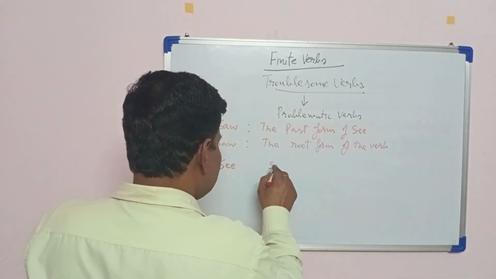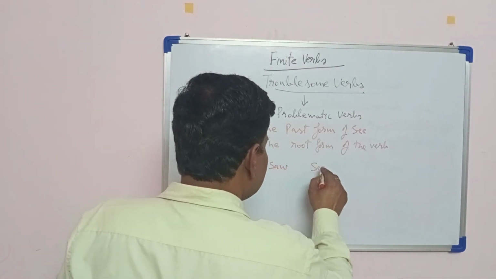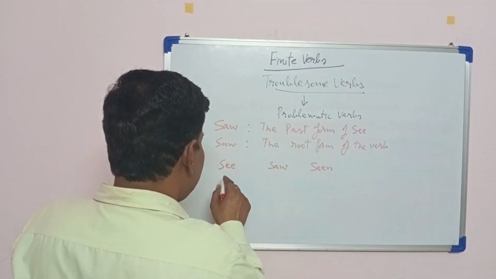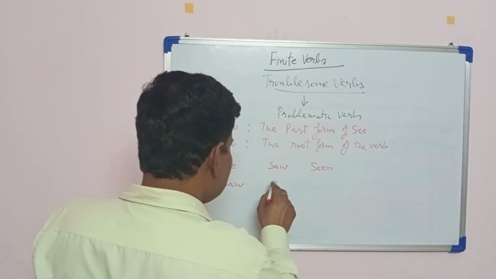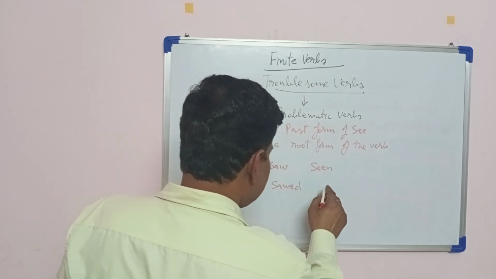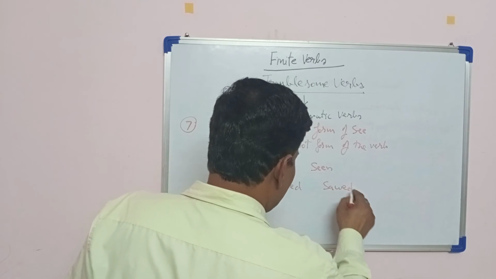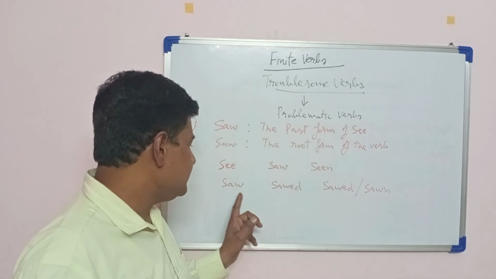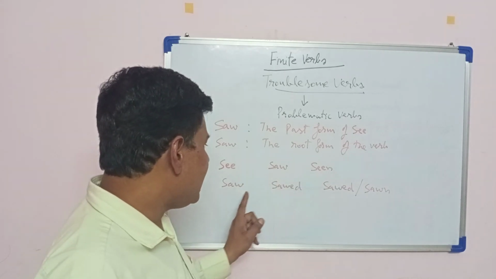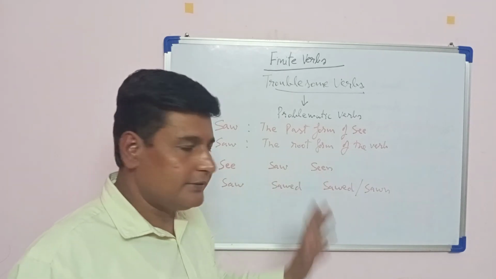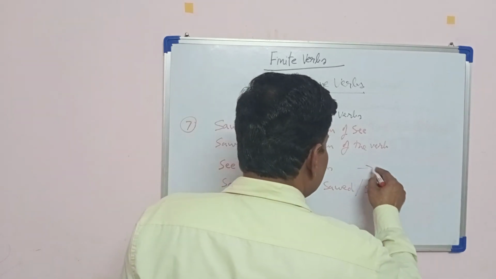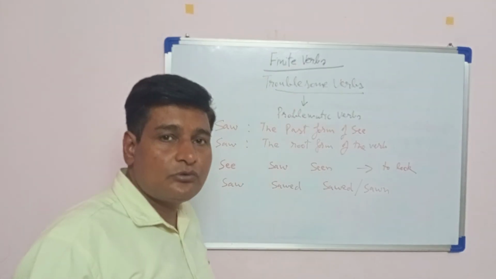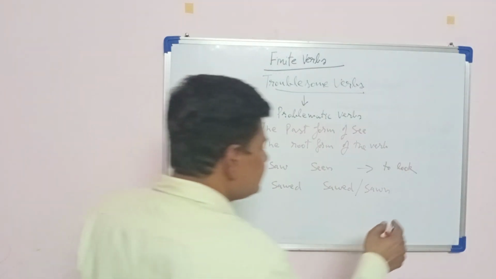See, saw, seen. And another one, saw, sawed, or sawn. See, saw, seen, saw, sawed, or sawn. So here, see means to look. And saw means to cut.